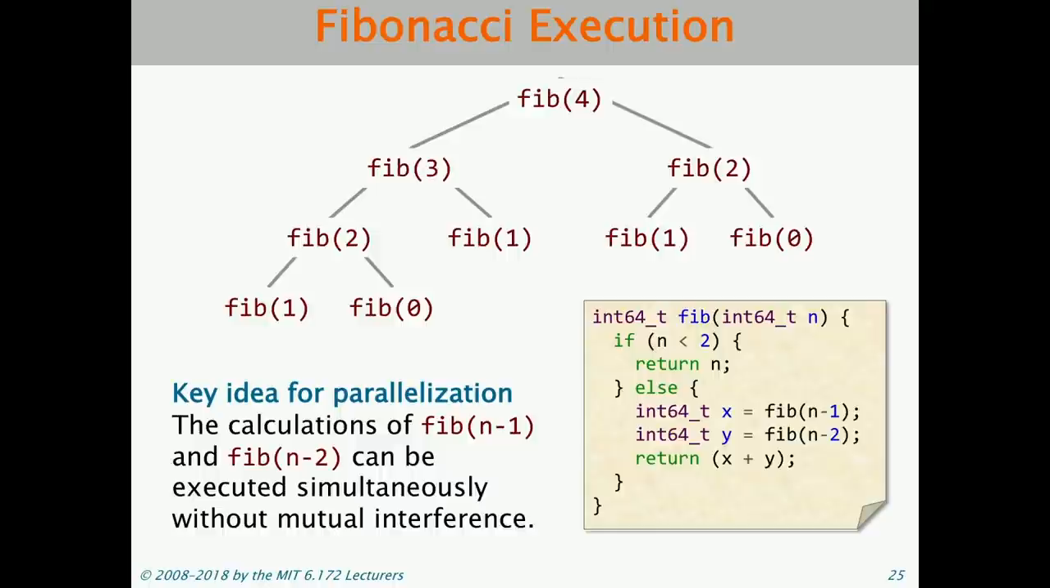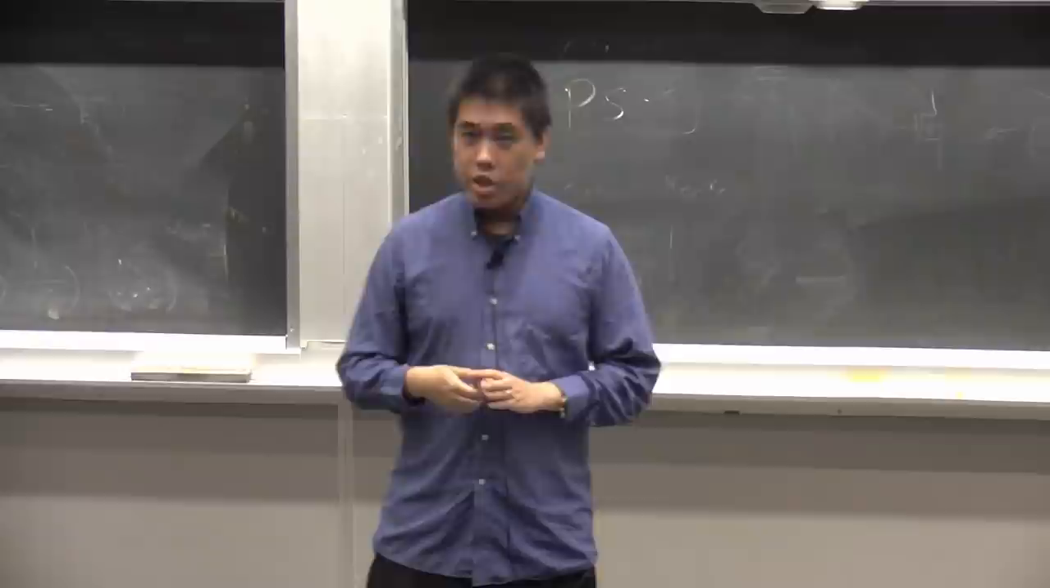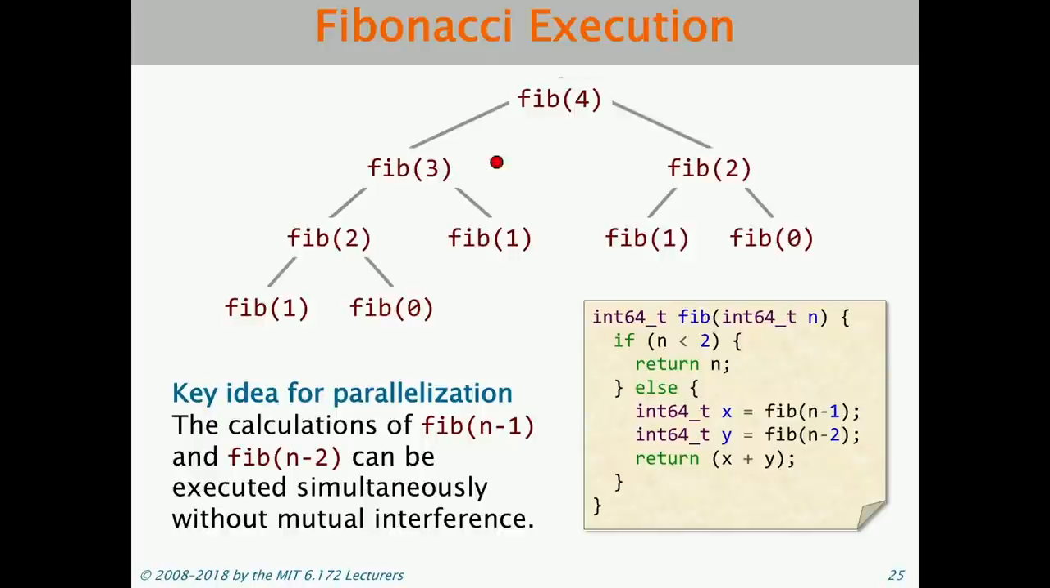It turns out that the two recursive calls can actually be parallelized because they're completely independent calculations. So the key idea for parallelization is to simultaneously execute the two recursive subcalls to fib. And in fact, you can do this recursively. So the two subcalls of fib of 3 can also be executed in parallel, and the two subcalls of fib of 2 can also be executed in parallel, and so on. So you have all of these calls that can be executed in parallel. So that's a key idea for extracting parallelism from this algorithm.